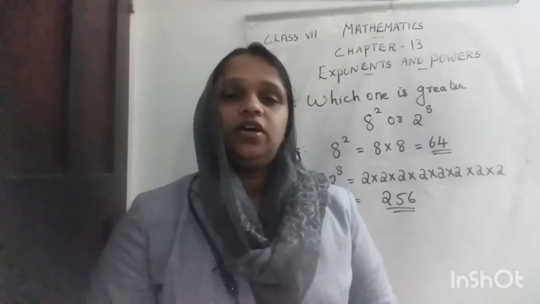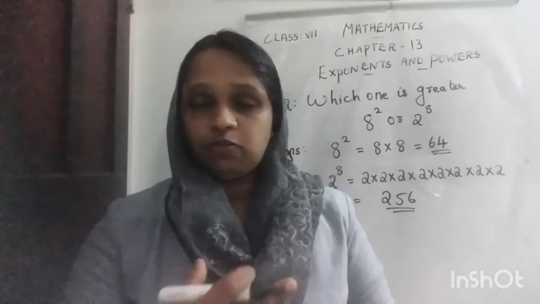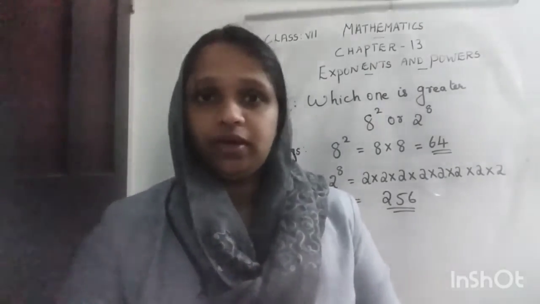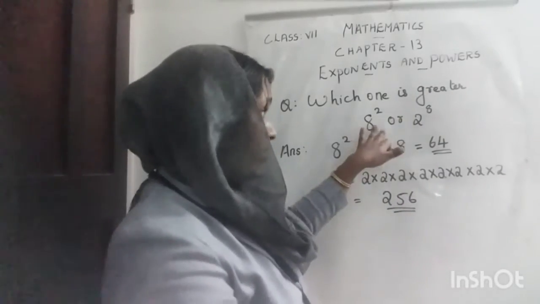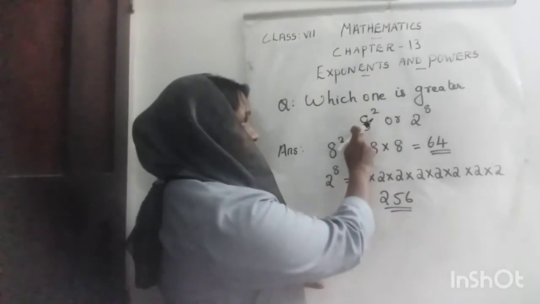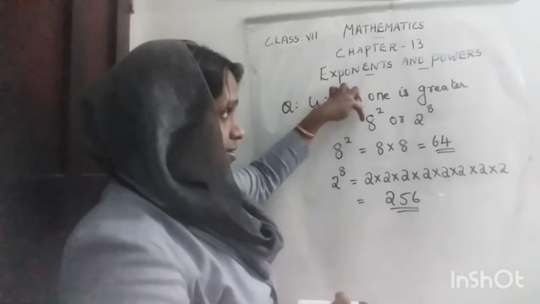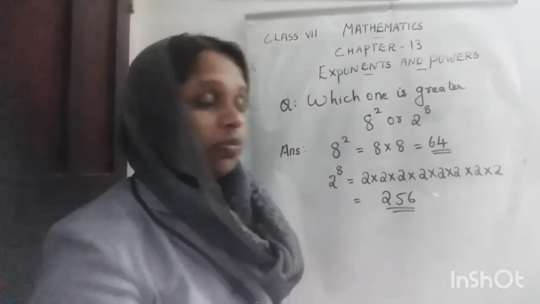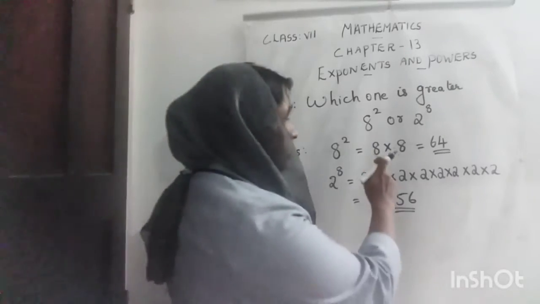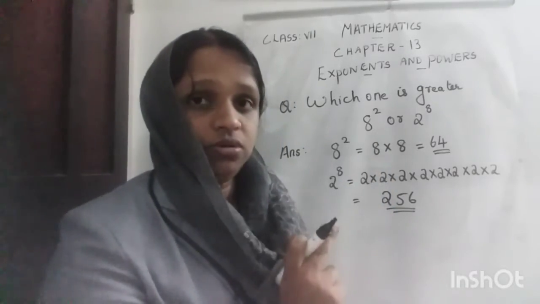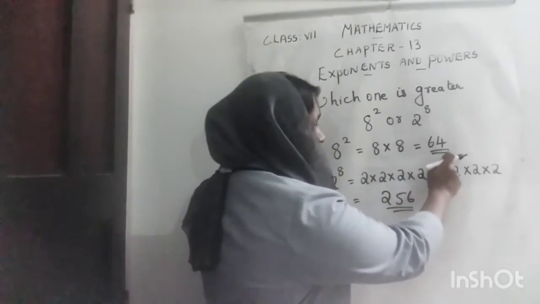Next we are going to discuss how to compare two exponential numbers. For that, which one is greater: 8 raised to 2 or 2 raised to 8? So first we can consider 8 raised to 2. 8 raised to 2 means 8 repeating 2 times. That means 8 into 8, it is 64.